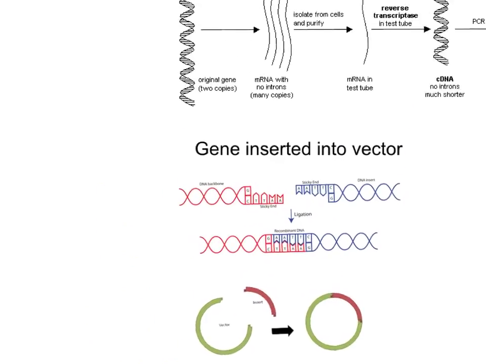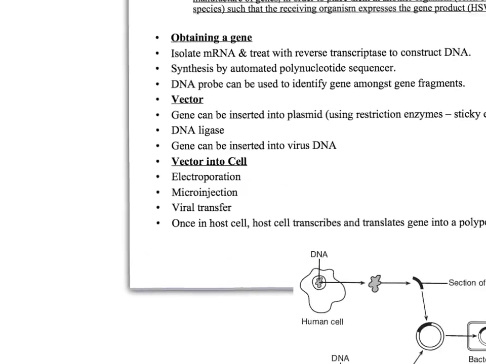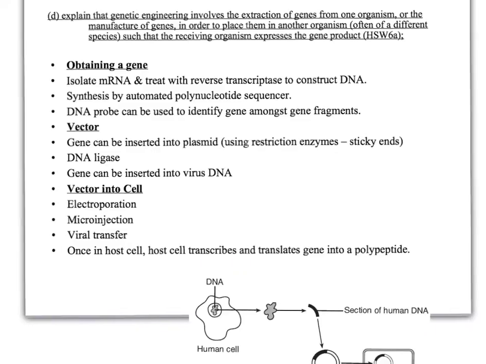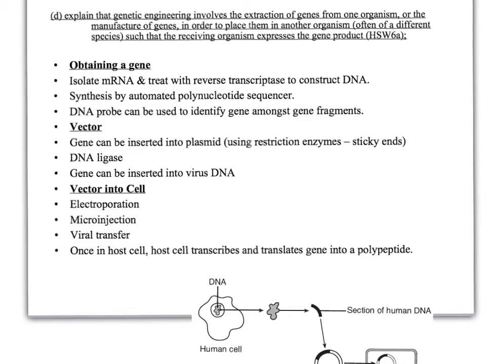Looking at the next slide, this gives us an overview, and we'll come back and look at a lot of these processes in a little bit more detail in later slides, but it gives us a little overview of how we actually manage recombinant DNA. The first thing is we have to obtain a gene. We then use a thing called a vector to get that gene into our host cell, and we need to be able to get that vector into the host cell.